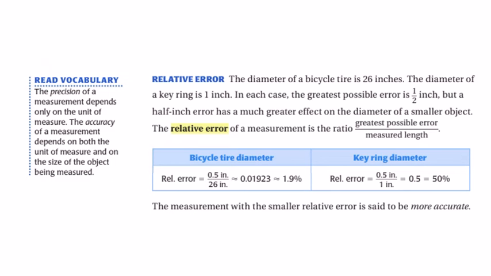Relative error. The diameter of a bicycle tire is 26 inches. The diameter of a keyring is 1 inch. So in each case, the greatest possible error is 1/2 of an inch, because all of these are just in inches. A half of an inch has a greater effect on the diameter of a smaller object.